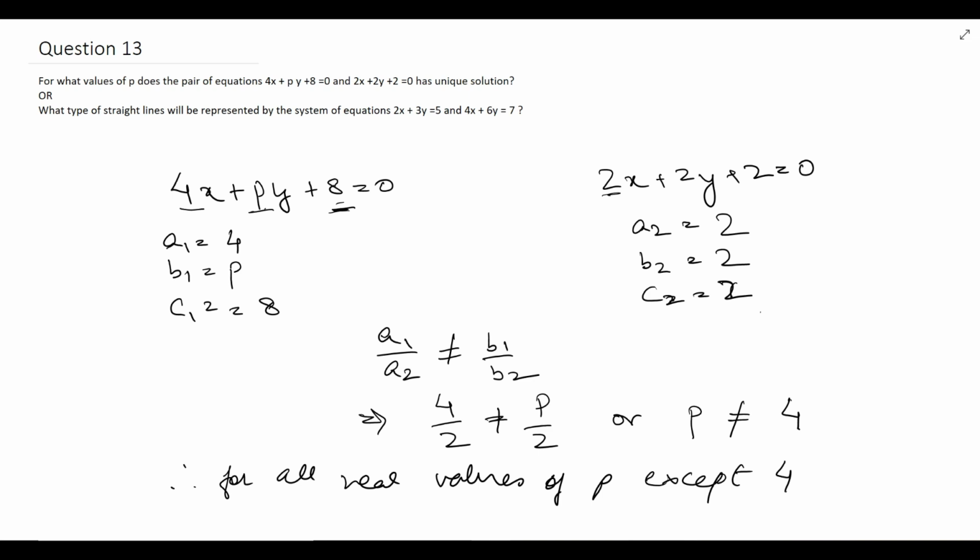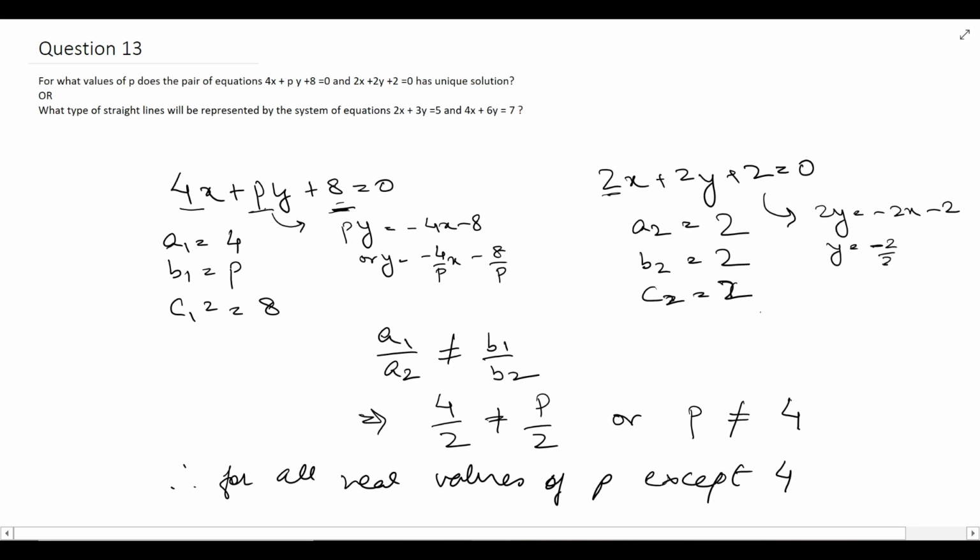Basically, just to go behind the concept, this line can be written as py is equal to minus 4x minus 8, or y is equal to minus 4 by p x minus 8 by p, and this line can be written as 2y is equal to minus 2x minus 2, or y is equal to minus 2 by 2 x minus 2 by 2, which becomes minus 1x minus 1. So these two have come in the form y is equal to mx plus c, where this is the slope m here and this is m here.